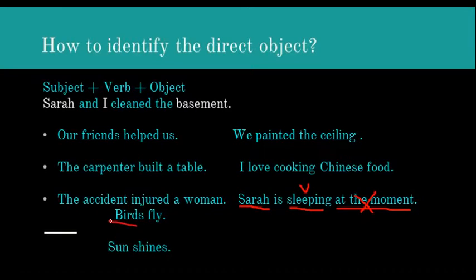Next example, birds fly. In this example, birds is the subject and the action verb is fly. If we ask, fly what? We don't have an answer. Therefore, in this sentence, we don't have a direct object. Next example, sun shines. In this example, sun is the subject and shines is the action verb. So if we follow the second step and ask what, our answer will be nothing. Therefore, we don't have a direct object in this sentence too.